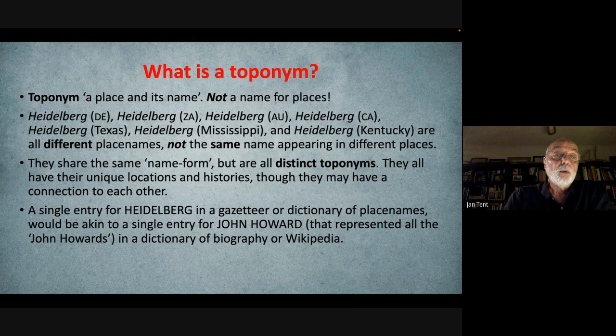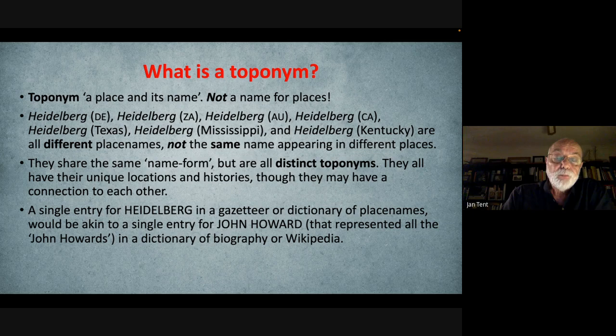So for example, Heidelberg in Germany and Heidelberg in South Africa, and there's a Heidelberg in Melbourne as a suburb, and a Heidelberg in California and Texas and Mississippi and Kentucky. Now, these are all different place names, not the same name appearing in different places. Of course, they share the same name form, and that's an important word to remember, a name form, but they are all distinct toponyms because they all have their unique locations and histories. They may have a connection to each other. Of course, they're all named after the Heidelberg in Germany.